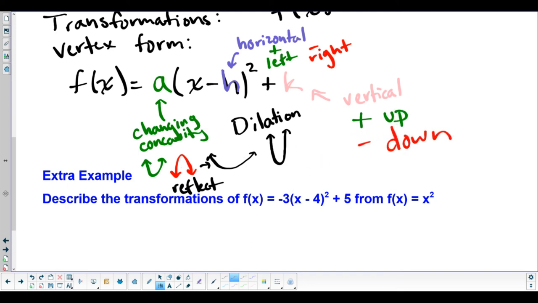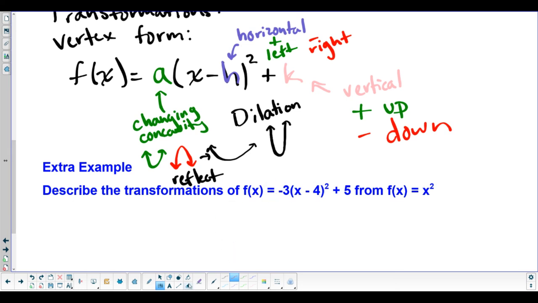Okay. So if I want to do this extra example, describe the transformations of this. Well, I can see that the things that are different from just x squared are, I have a negative 3 in front of this set of parentheses, I have a minus 4 in my parentheses, and I have a plus 5 on the outside. The negative 3, the fact that it's negative, means it's going to reflect. It's changing it from up like a cup to down like a frown. It's also going to dilate by a factor of 3.